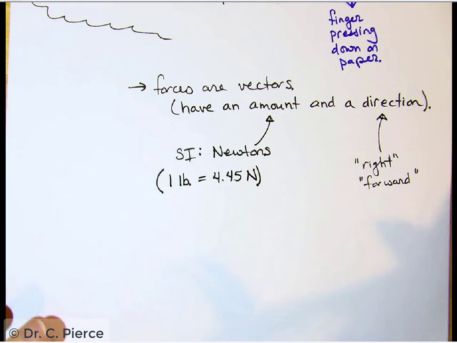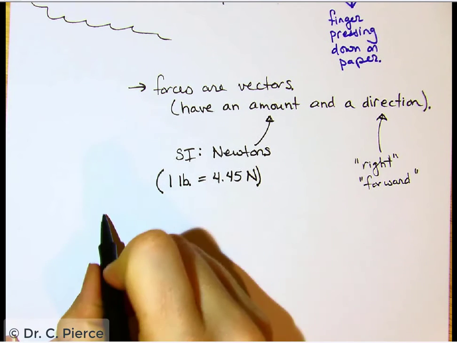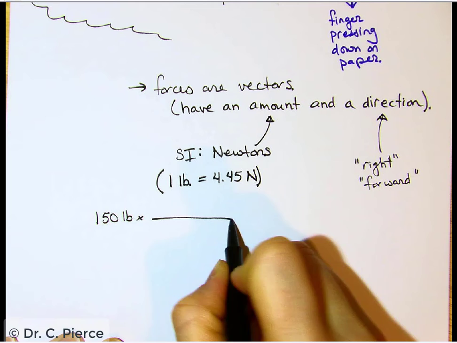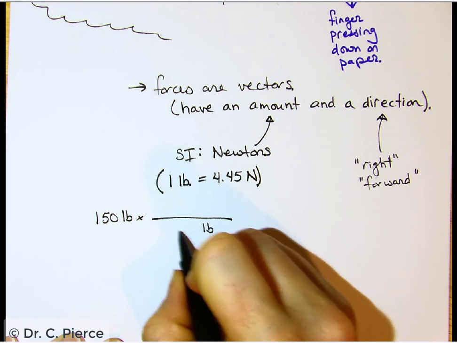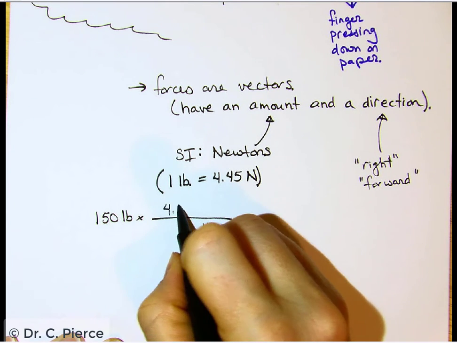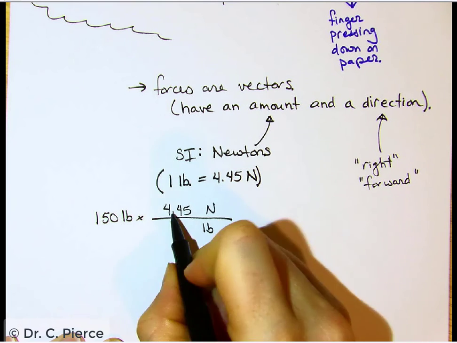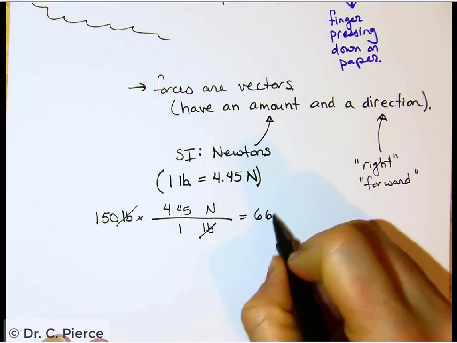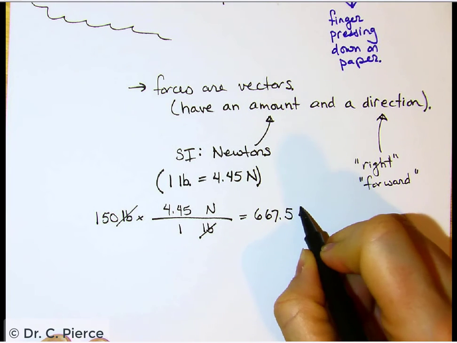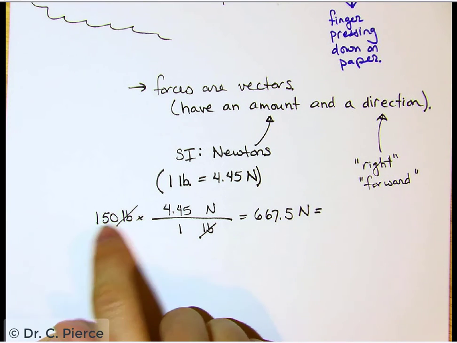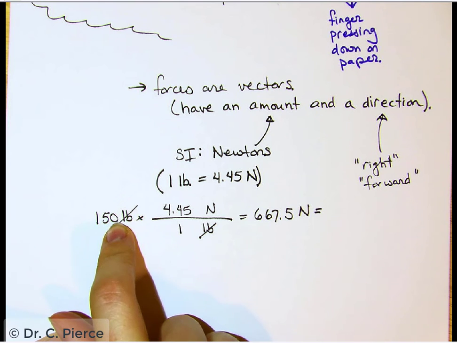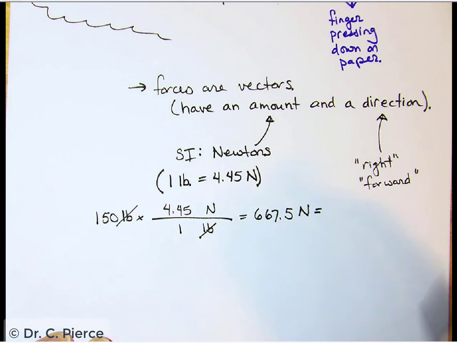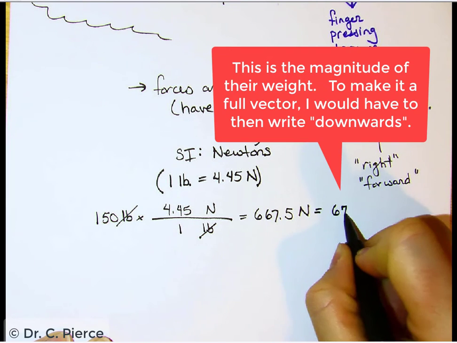Just for scale, to get used to it, take somebody who weighs 150 pounds and convert that to SI in newtons. 1 pound would equal 4.45 newtons. Pounds cancel. 667.5, but this was accurate to 2, maybe 3 sig figs. Let's just go with 2, it's safer. So let's round this to 2 sig figs and say 670.